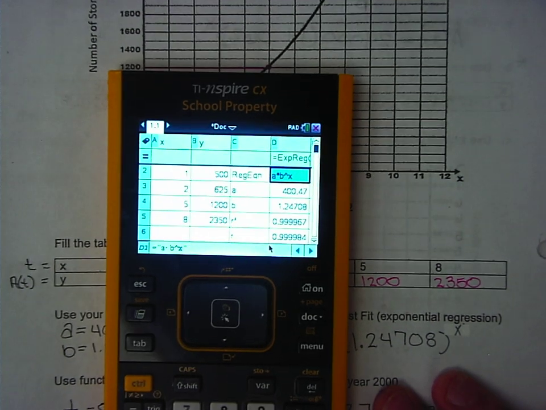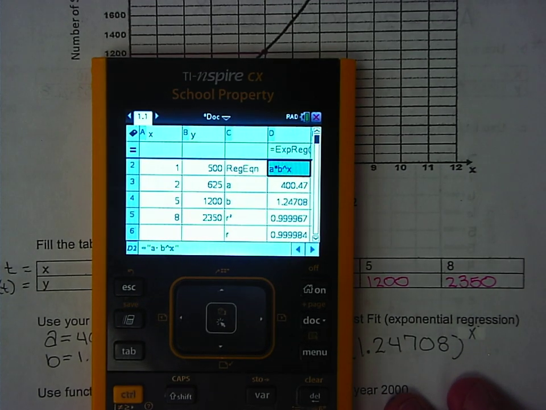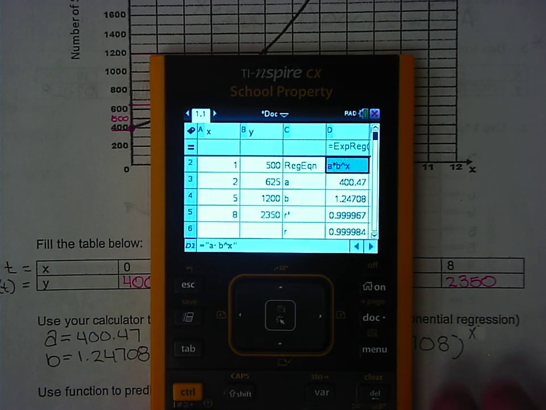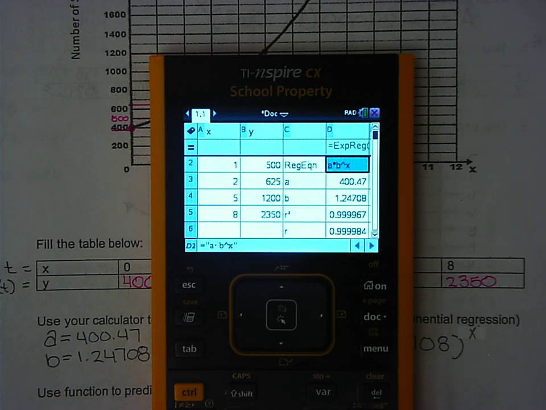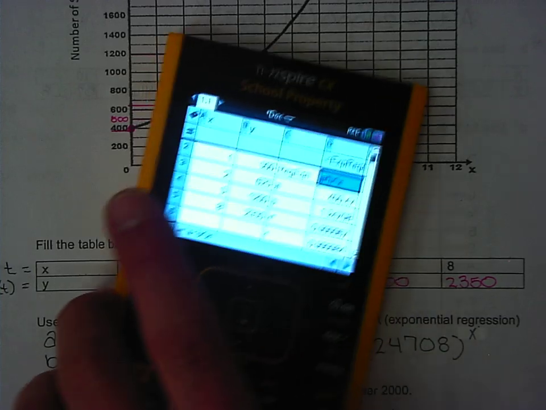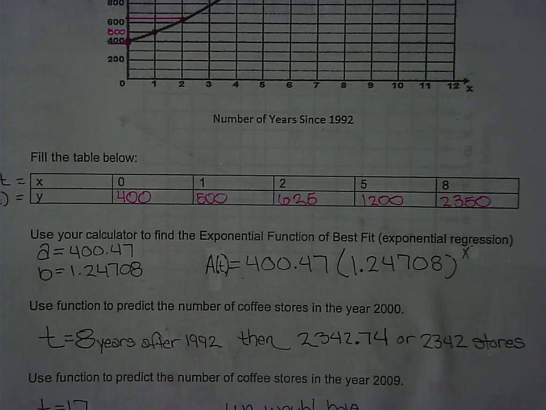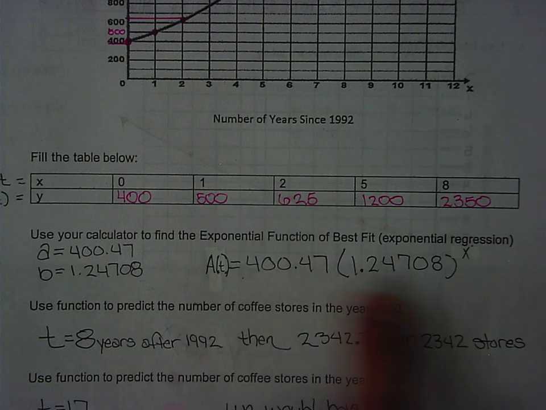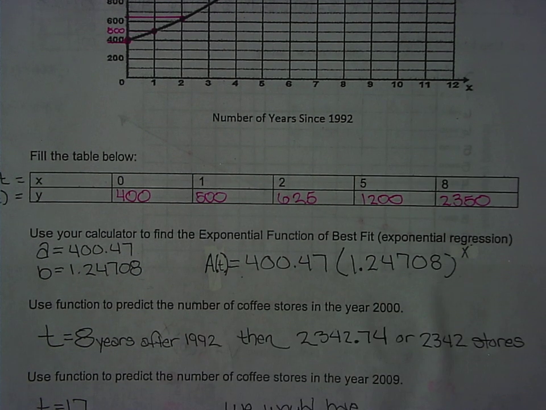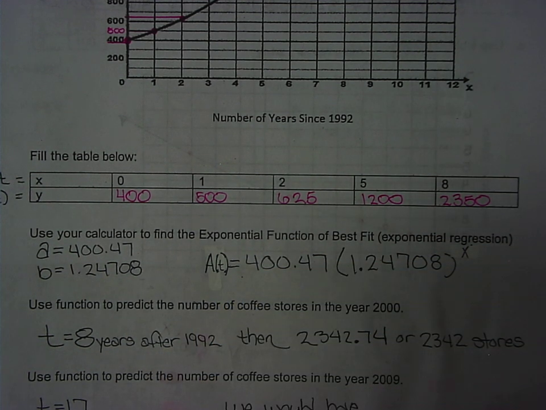I'll zoom in so you can see how I got them. My A value was 400.47, as you should get also when you try this yourself. My B value was 1.24708. And for the sake of being super specific, I didn't round anything off in my equation. So I said A of t equals 400.47 times my B, which is 1.24708, to the x power. So using that equation, I went back to Scratchpad and I typed it in so I can get a table of values so I can answer the following questions.